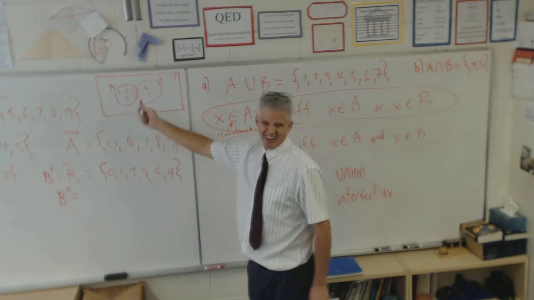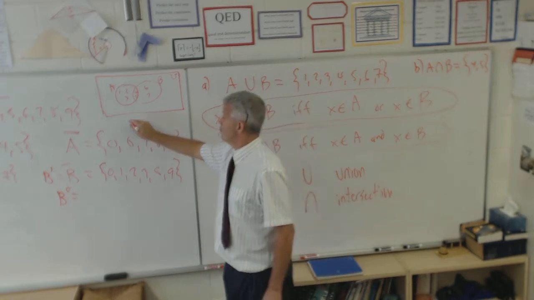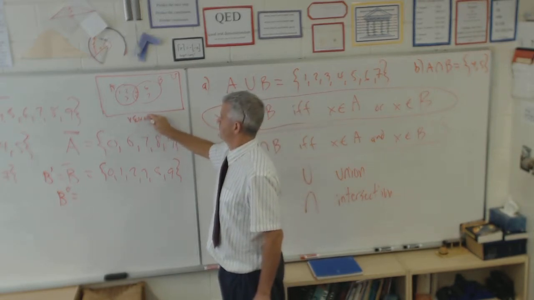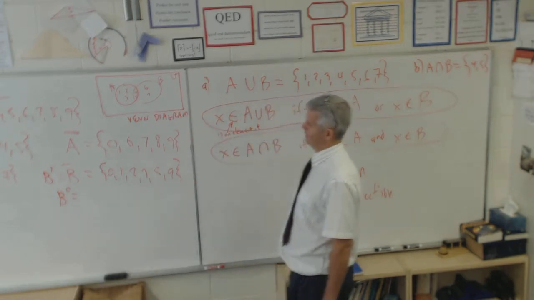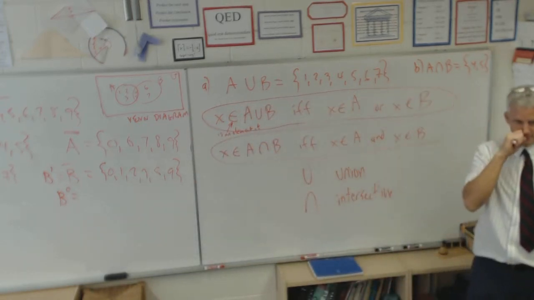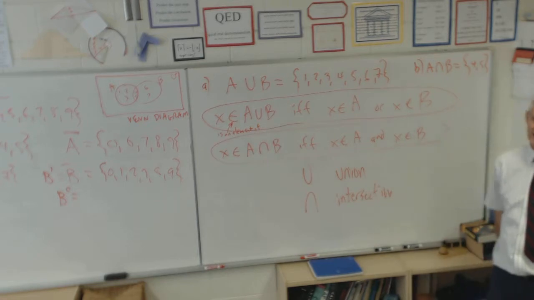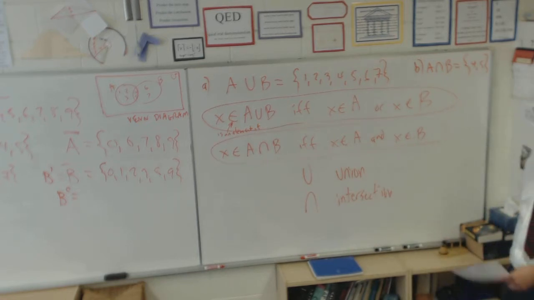Anyone know what this kind of diagram is called? Venn diagram. Named after a mathematician, last name Venn. Venn diagram. Sometimes we put more than 2 sets into the Venn diagram. So you've dealt with a lot of this stuff before, okay?